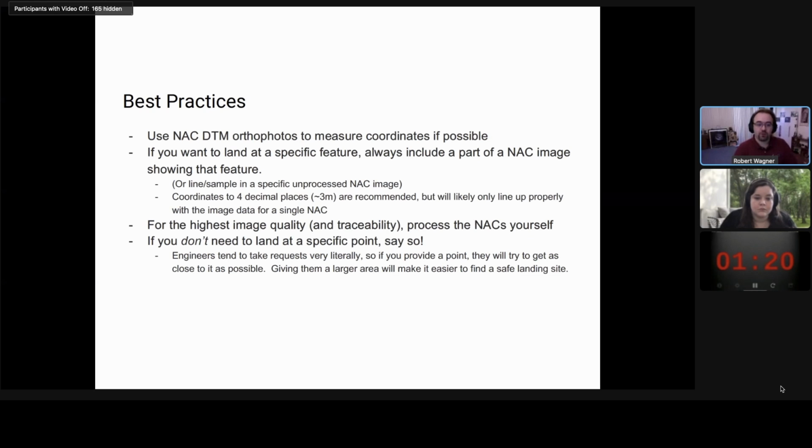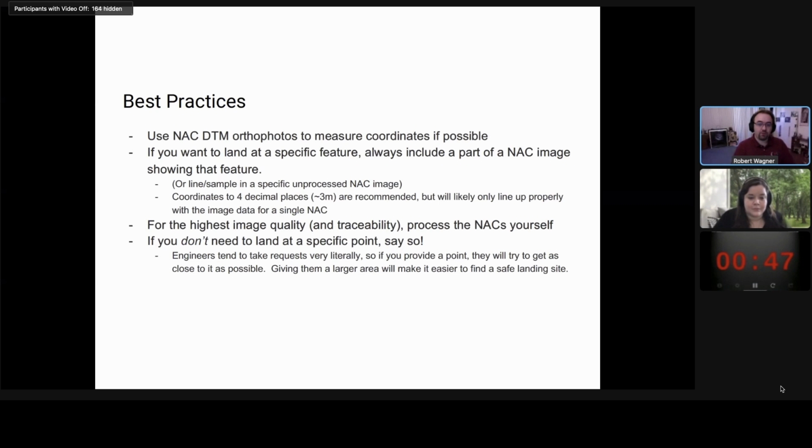So, best practices for coordinates. Use NAC DTM orthophotos if at all possible. If you want to land at a specific feature, make sure that you include a picture of that feature so that it's unambiguous that this specific thing is what we're talking about. Your coordinates might not be right. They'll be close enough to find that feature, but only if you include a picture. I recommend using coordinates to 4 decimal places. Best quality, process stuff yourself, which I'll talk about on the next slide.